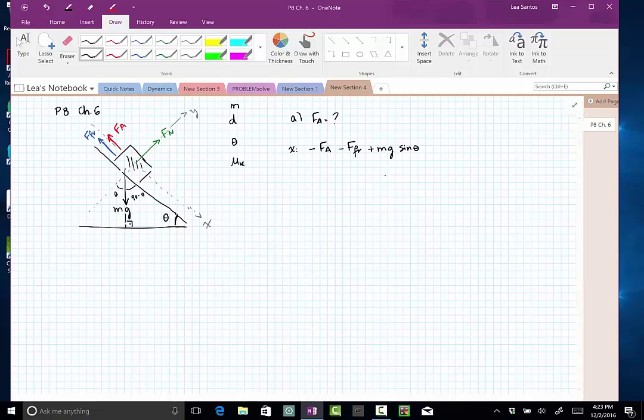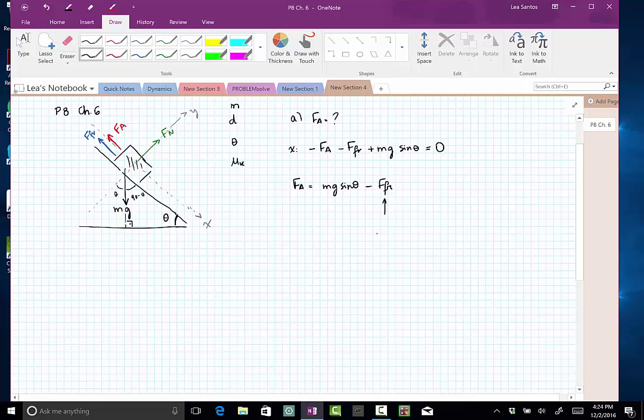Now, since they say that there is no acceleration, even though the piano is sliding down, so the piano is sliding down with constant speed, we know that this equation is equal to 0. Okay, so from this equation we can find the force applied by the man. This force is mg sine of theta minus the friction force. And now, to give a number, we need to know what the friction force is.